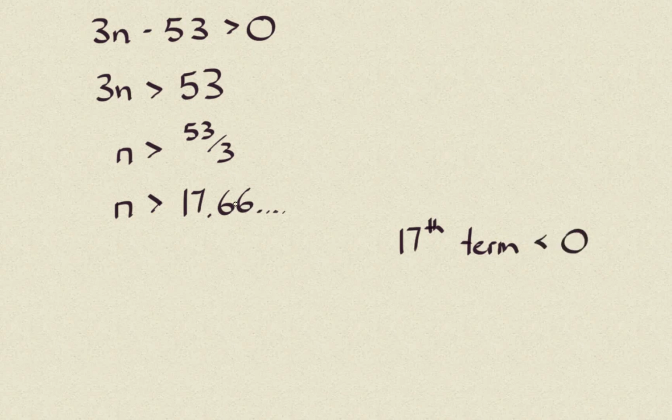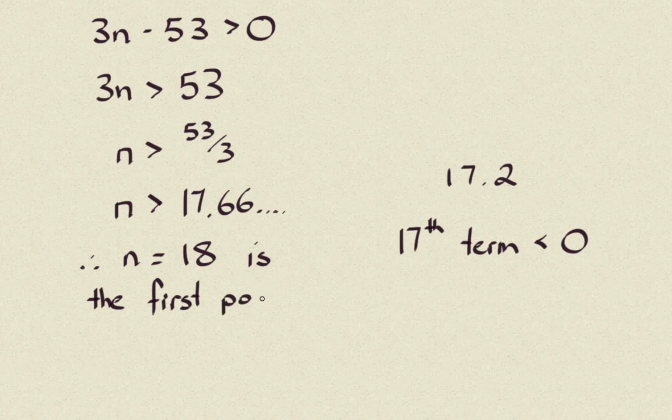So the reason I'm making a point of this, even if this said 17.2, you might be tempted to round down, but if n must be greater than 17.2, for example, then it is the 18th term. Right, it is the 18th term. That is the first positive term. The 17th term would still be negative, even if we got an answer like this.